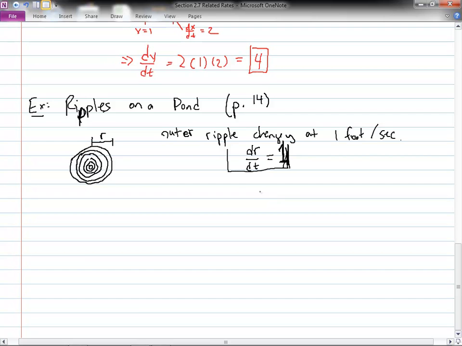The next thing it asks me is, when r equals 4, what is the rate of change of the total area of the disturbed water? How fast is it changing? So what variable would you use to represent area? A, right? So it's asking for what is the rate of change of A with respect to time.